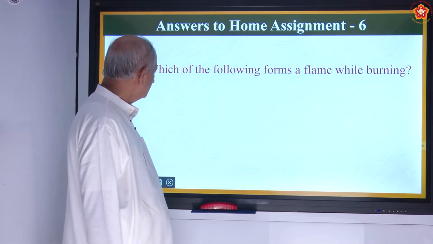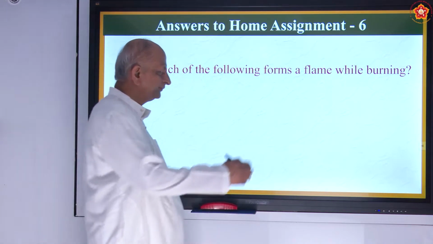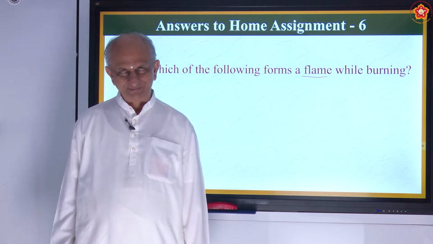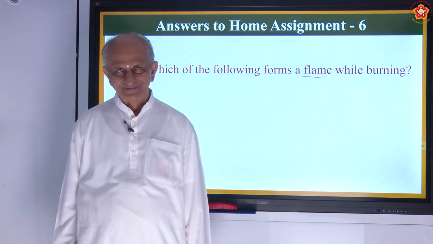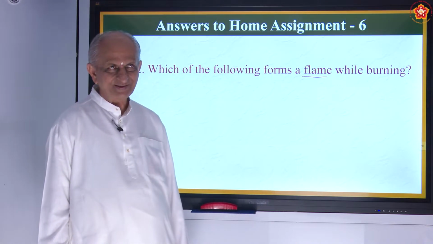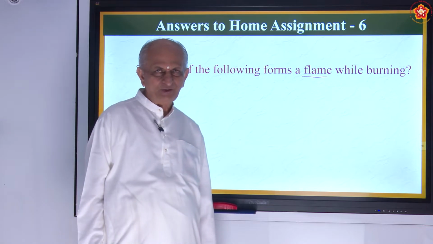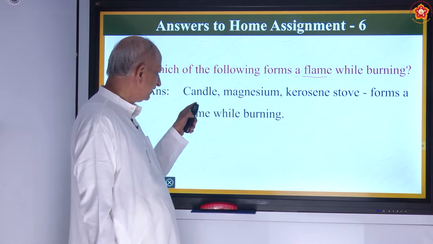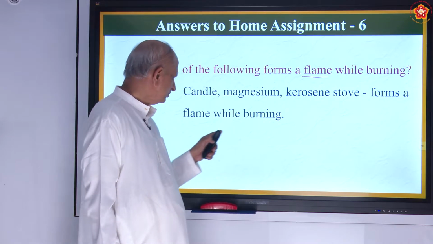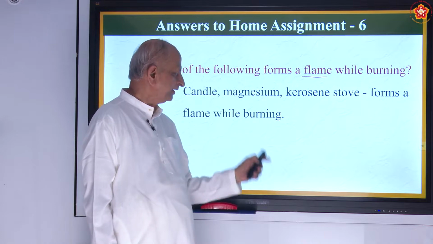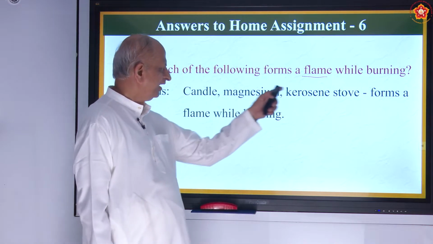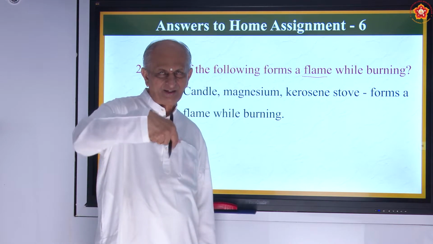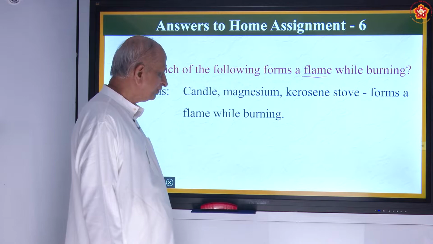And now one more question. Which of the following forms a flame? All substances will not form a flame, correct? Suppose you burn a paper, will you get a flame? No. You burn sugar, you won't get one. Is it not? If you burn camphor, you won't get a flame. So let us see what will give a flame. These are the things given: candle, magnesium, kerosene stove are the substances which give flames while burning. The candle and stove have a wick in them, and magnesium is also a ribbon. Correct? So these are the answers for the home assignment.